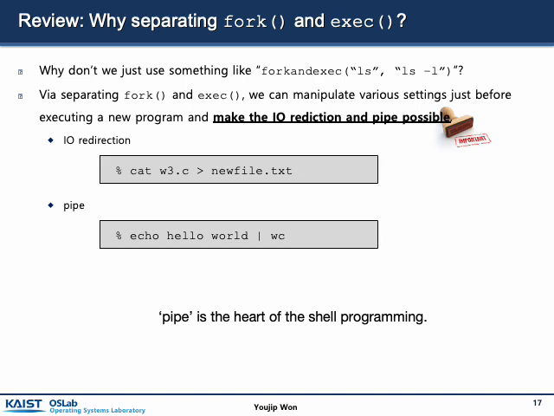So for example, we can make the content of a certain file the input of another user program. And by using the pipe, we can make the output of a certain command the input of another user program. For example, with echo hello world pipe wc, we can make the output of echo hello world the input of the following wc command. So the pipe is the heart of shell programming.